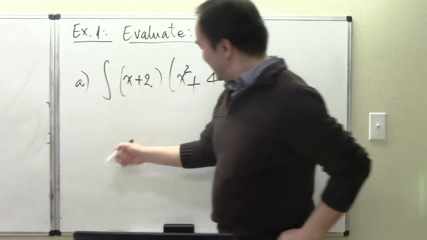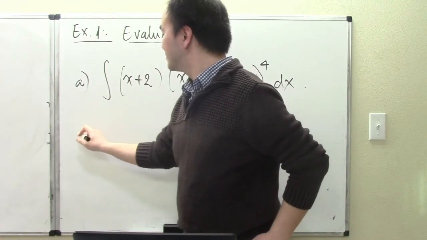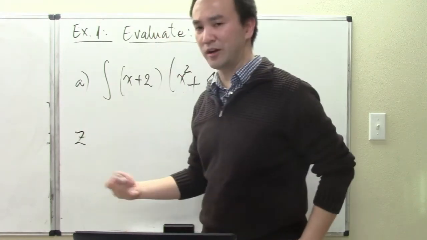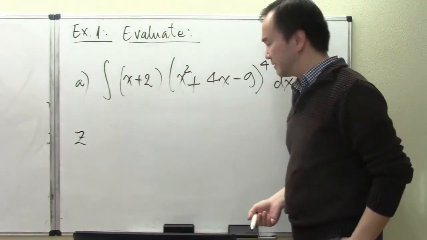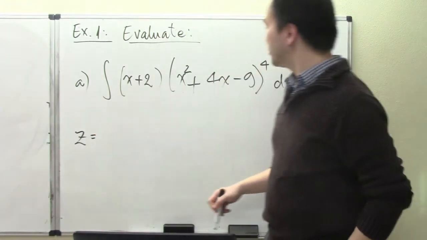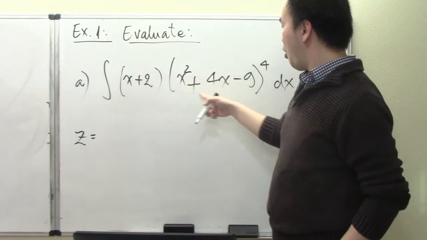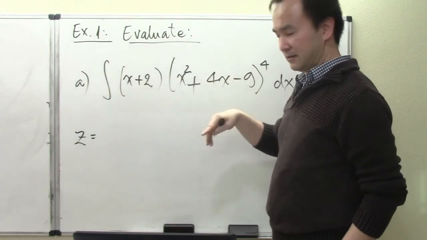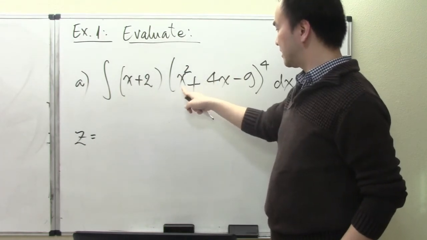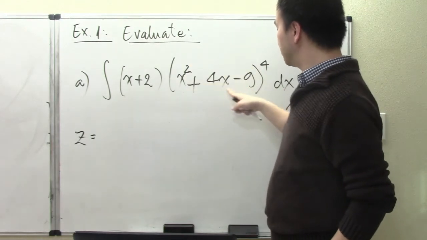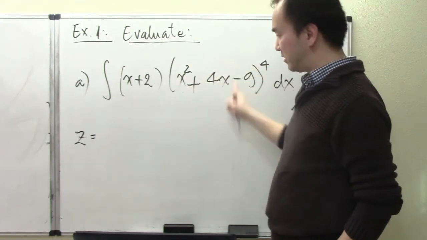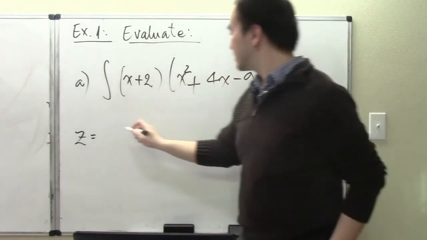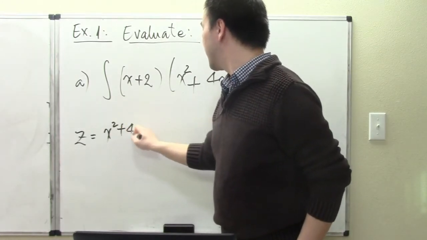So U is not the only letter choice. How about let's call that a Z? I just want you to be flexible with the variable's name. So I'm going to choose Z as my substitution to be this whole thing, x squared plus 4x minus 9. This is how I see it. It simply caught my attention that the whole x squared plus 4x minus 9 is inside a power here. So I'm just going to pick the whole thing right there.